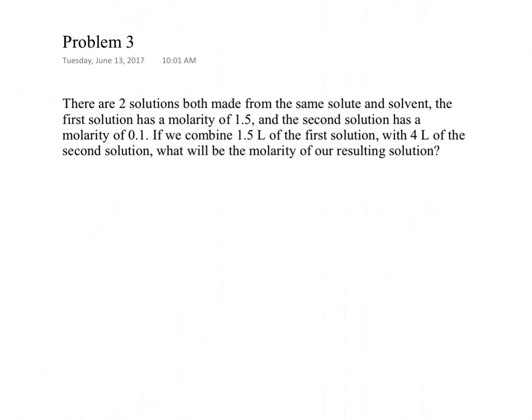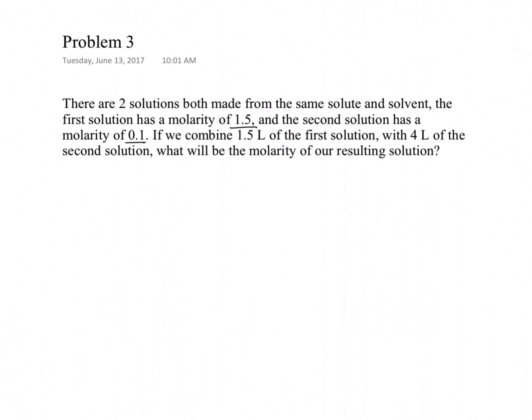In our final problem, we are told that we have two solutions, both made from the same solute and solvent. The first solution has a molarity of 1.5, and the second solution has a molarity of 0.1. If we combine 1.5 liters of the first solution with 4 liters of the second solution, we want to know what the molarity will be of the resulting solution.